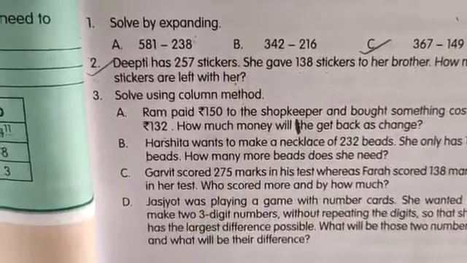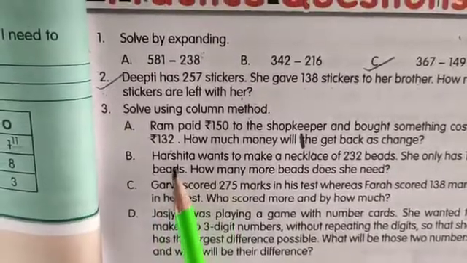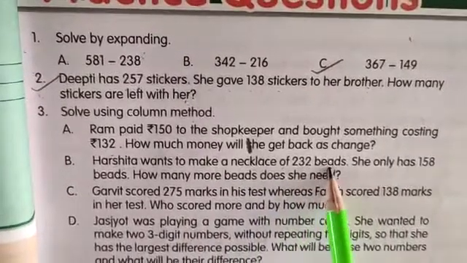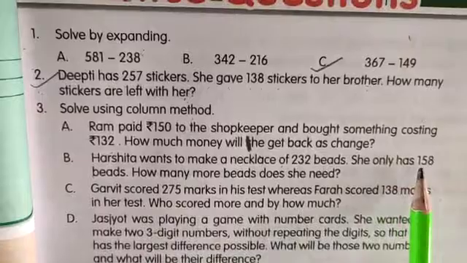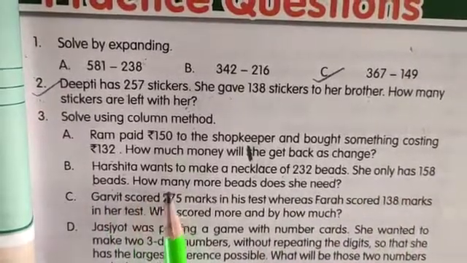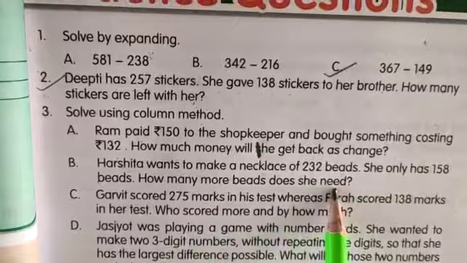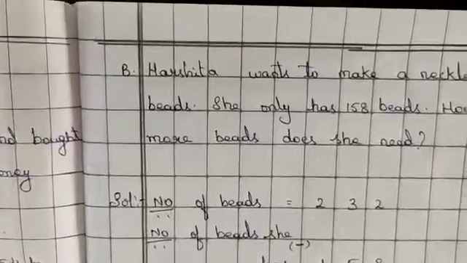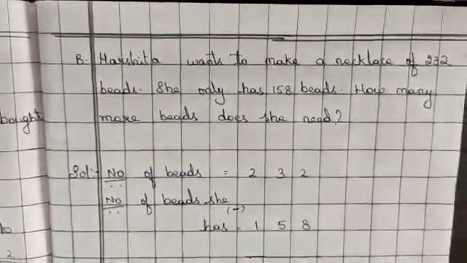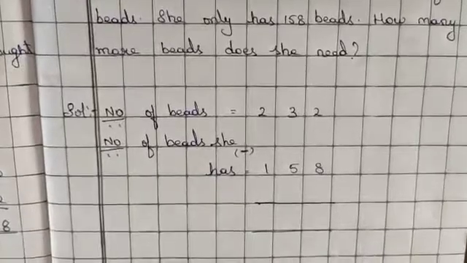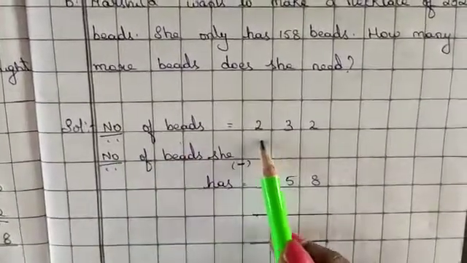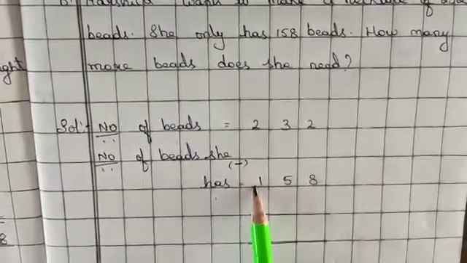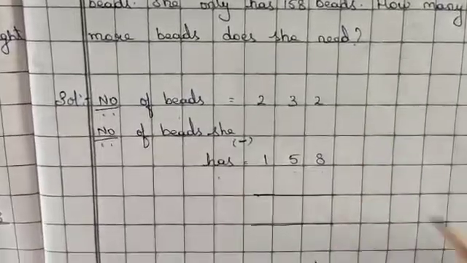So children, look at your readers. B bit. Harshita wants to make a necklace of 232 beads. She only has 158 beads. How many more beads does she need? So children, now I am going to show the story problem. You have already written the question. You have to write it like this. Now I am going to show the statements. So number of beads 232. Number of beads she has 158. Now we have to do the subtraction.